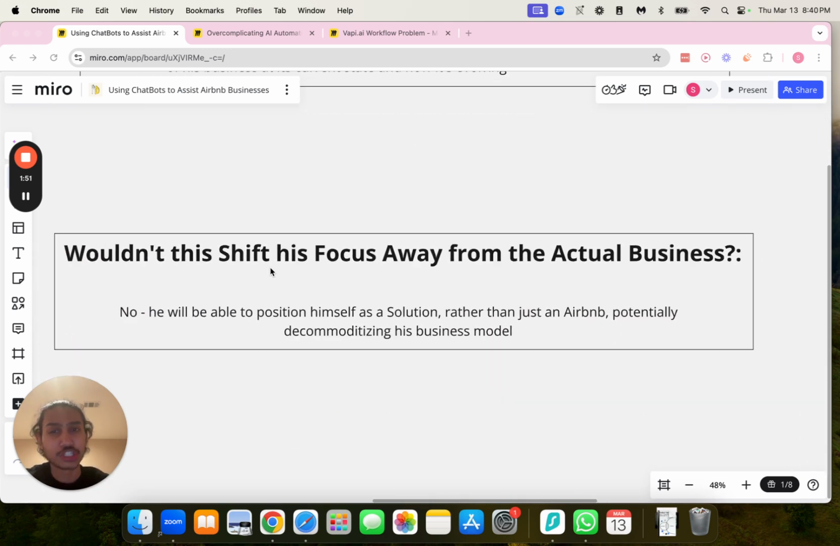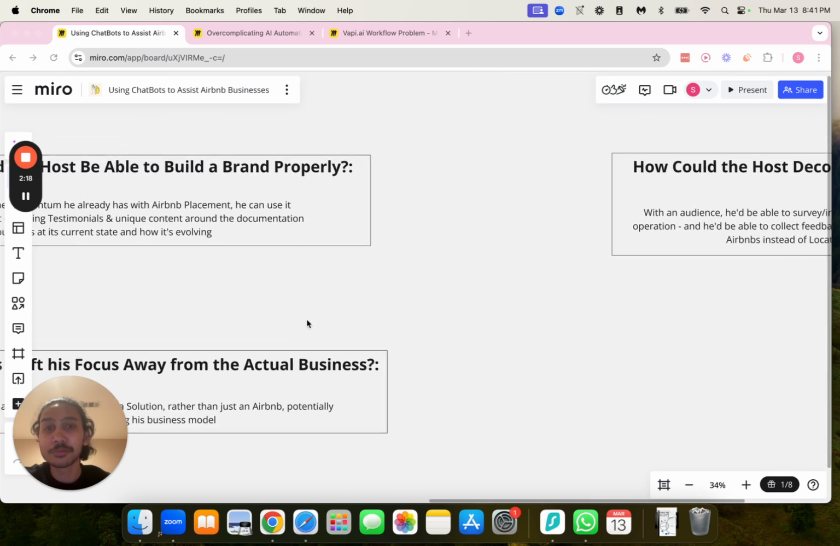Wouldn't this shift his focus away from the actual business, you may ask? The answer is no. He will be able to position himself as a solution rather than just an Airbnb, potentially decommoditizing his business model. Most Airbnbs are commodities, right? And you focus on just location. But doing this, he'd be able to decommoditize his entire business model.